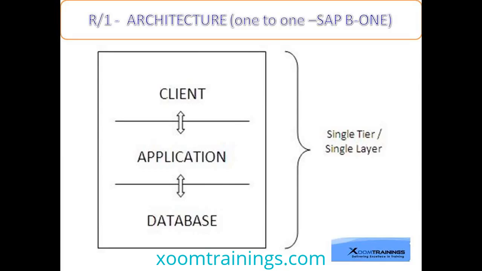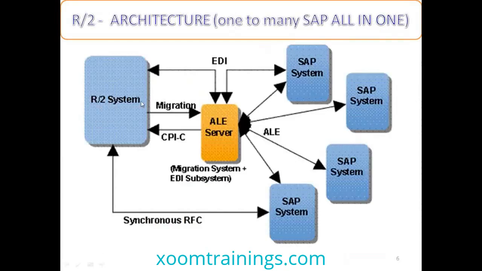Two, one server, many users. See here, R2 system, and here one flaw is there. Only one type of module will run. Only functional module or only technical module or only networking module or only database module. At a time, no two modules run together. Clear?